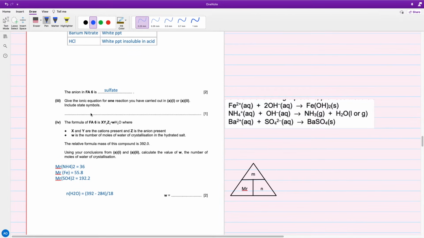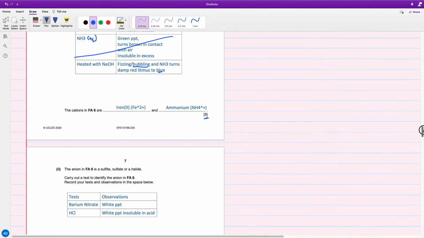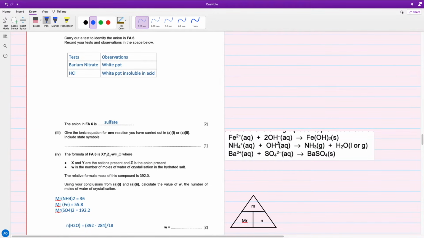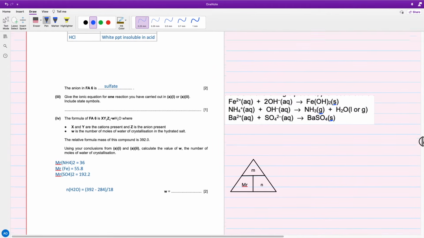Then of course, give the ionic equation, and you can do any one of them. You can do the iron with the sodium hydroxide. You know for sure if it's a precipitate, then it's solid right away. The reaction with ammonia would give you gas because that's the fizzling or bubbling. And here as well the white precipitate is a solid. So any one of them would do.